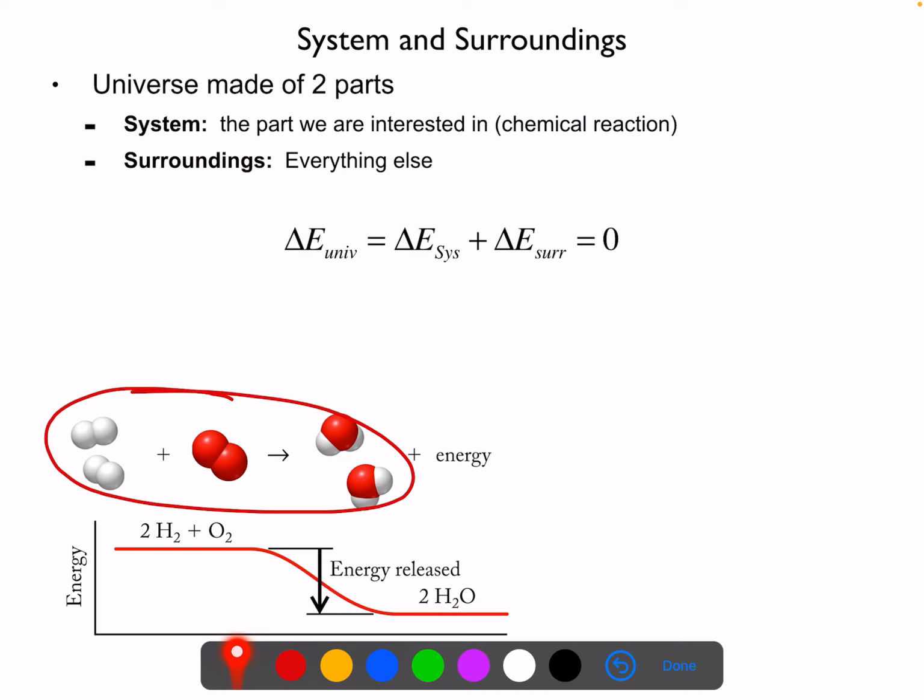So when we talked about the law of conservation of energy, it's really delta E of the universe has to be equal to 0. But now we can see delta E of the universe is made of two parts, the change in energy of our system and the change of energy of our surroundings. When this reaction takes place, the molecules are coming together and releasing energy, and that energy is going into the surroundings, right? So delta E of the system is equal in magnitude and opposite in direction of delta E of the surroundings. Energy leaves the chemical reaction and goes into the surroundings around it.